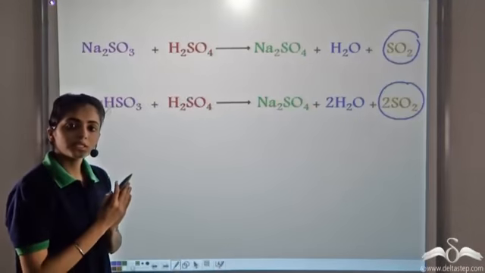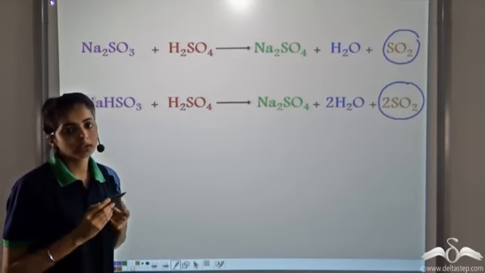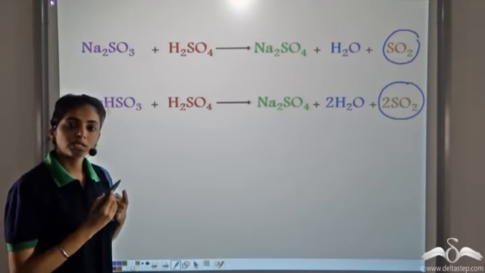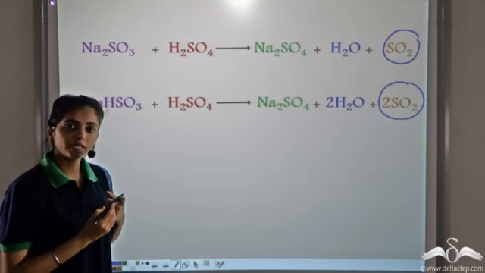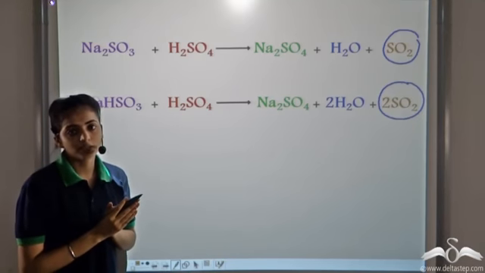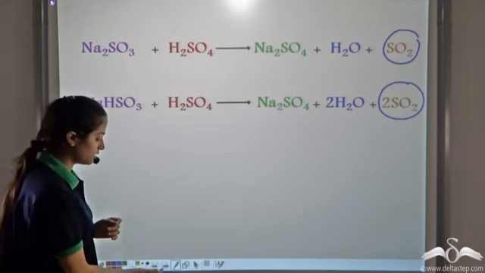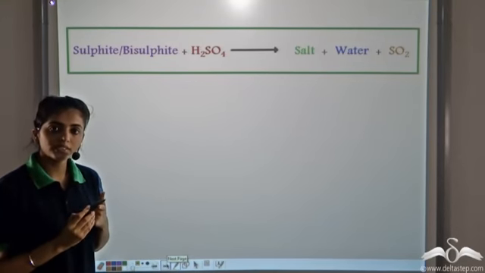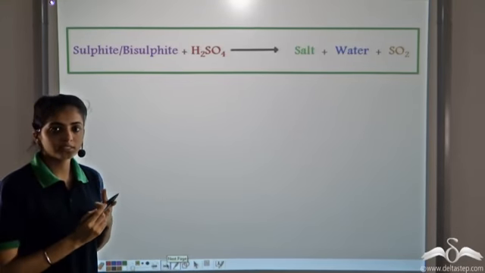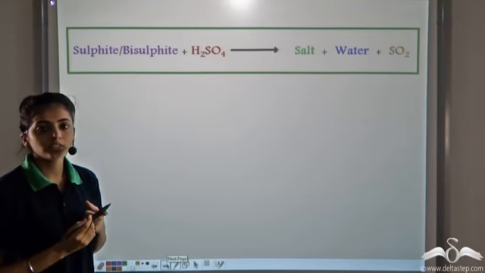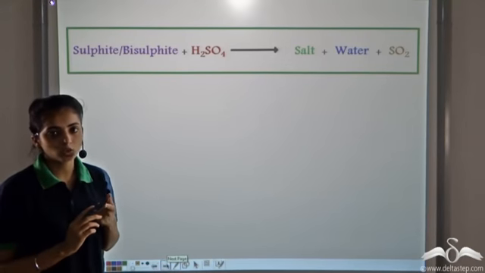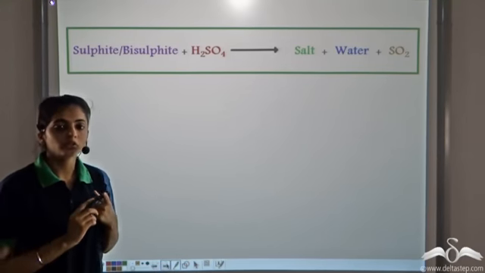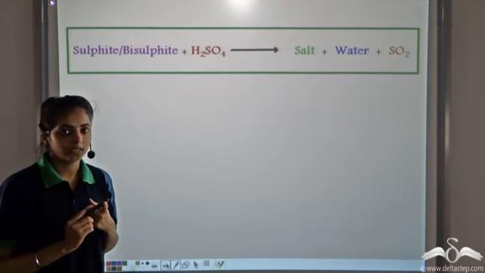So the carbonates and bicarbonates release carbon dioxide gas. The sulfites and bisulfites release sulfur dioxide gas. So we can generalize this. The sulfites and bisulfites always react with acids, in this case sulfuric acid, to form the corresponding salts, water, and release sulfur dioxide gas.